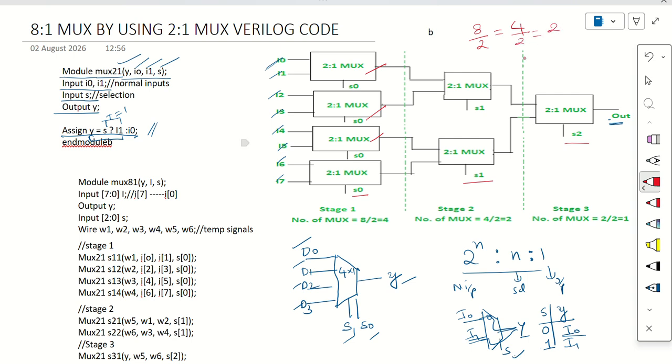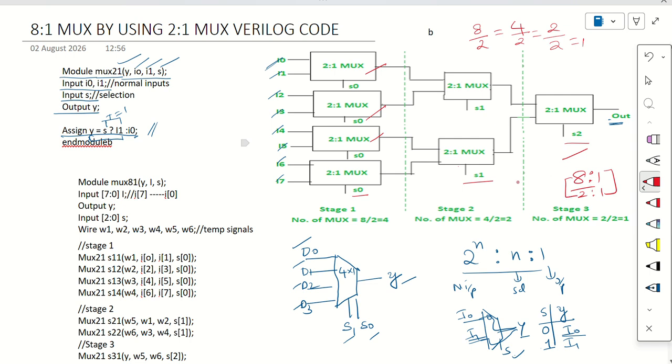Then you again divide by 2, and we get one multiplexer required. This is the reason why. Whenever you want to implement an 8:1 multiplexer by using 2:1 multiplexers, 8:1 is divided by 2:1. Both outputs are the same, but the input size will be different. So you need to calculate how many multiplexers are required for each stage.